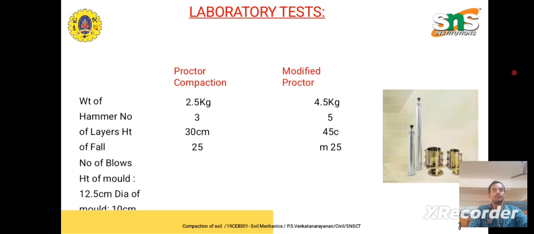It is used when we want to simulate heavier compaction, like what you would find under highways or airport runways. Both tests help us to figure out the best amount of water to use for effective compaction and the maximum dry density we can achieve for that soil with that amount of water content.